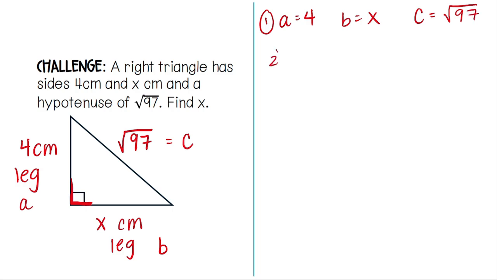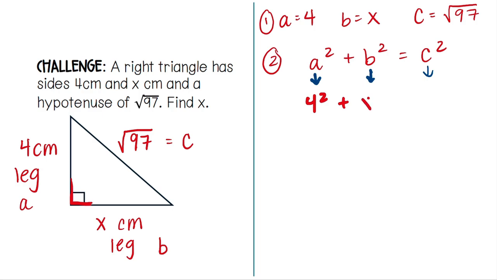So step 2 is to plug all those values into my Pythagorean theorem. Now we kind of have something to substitute for each variable. My Pythagorean theorem says that a squared plus b squared equals c squared. So I'm going to substitute in for a, b, and c. And I should have 4 squared plus x squared equals the square root of 97 squared. So I think that's the challenge. So our next step is to evaluate that and then solve for x.